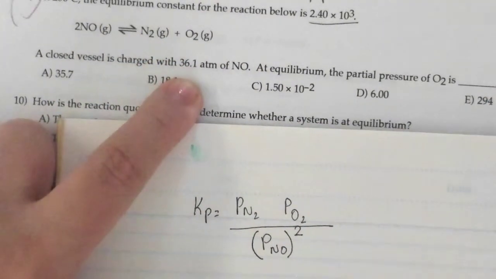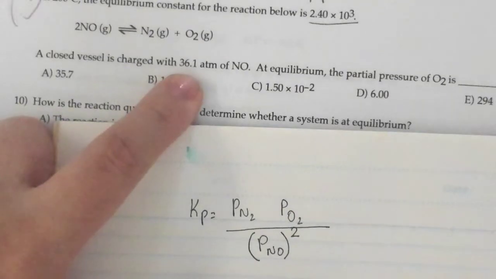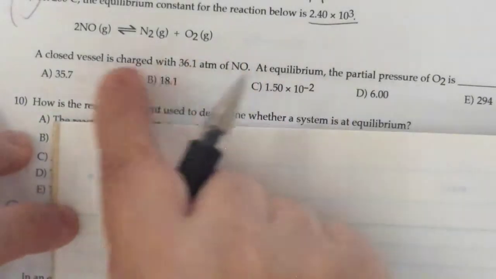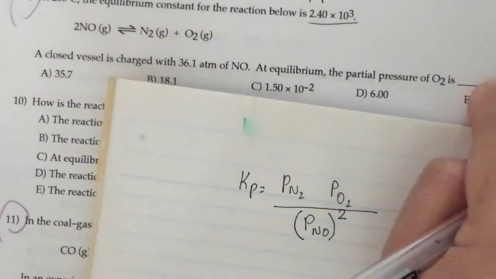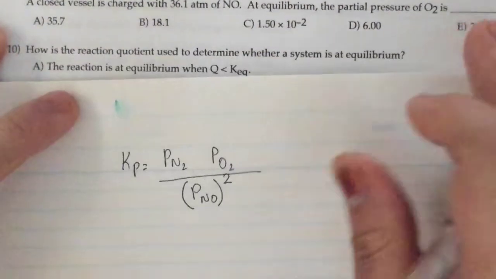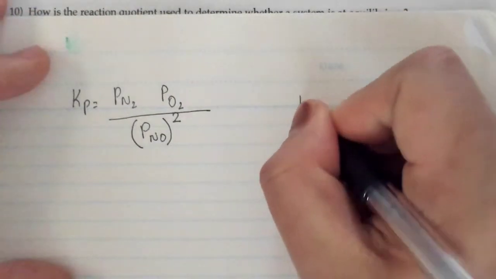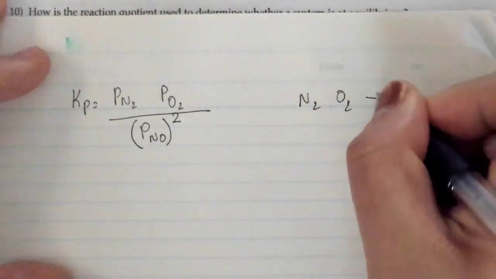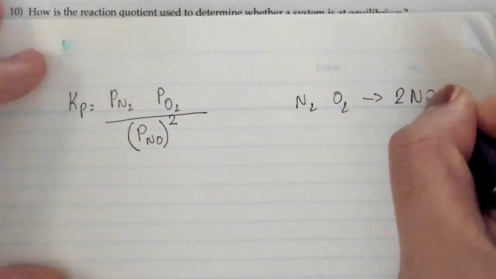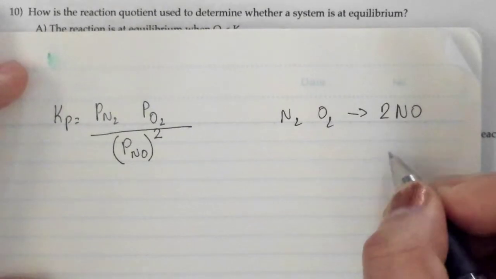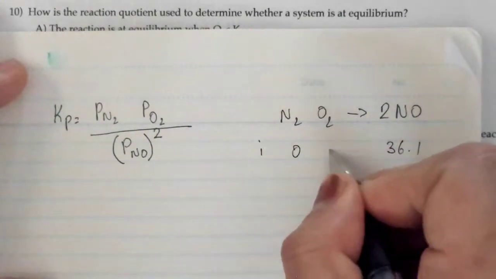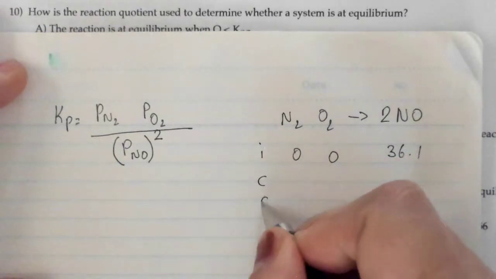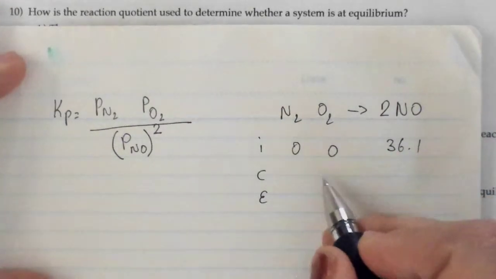We do need to do an ICE table because this is the initial amount that is given, because it's a closed container. That's what it said, at equilibrium what it is. So we're gonna do the ICE table. N2 plus O2 go to 2 NO. They give you NO at the beginning, 36.1. That's the initial, so these are 0. Change and equilibrium.